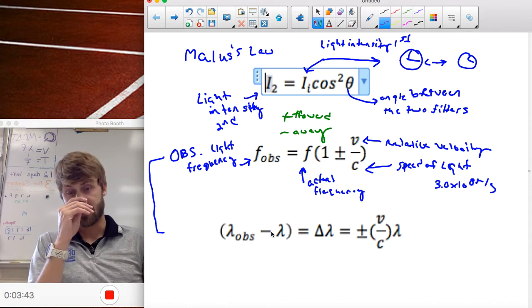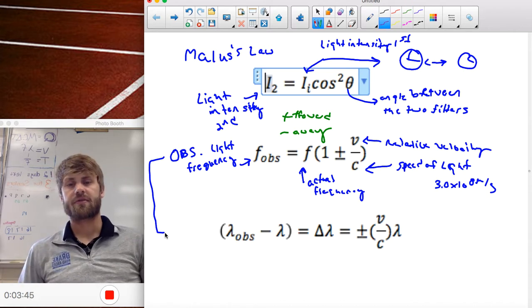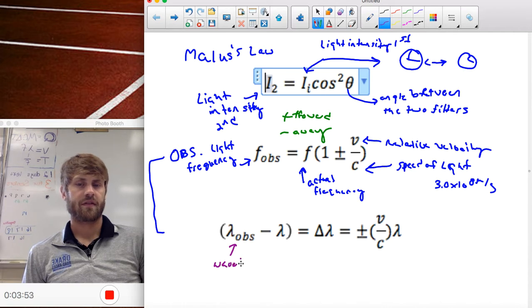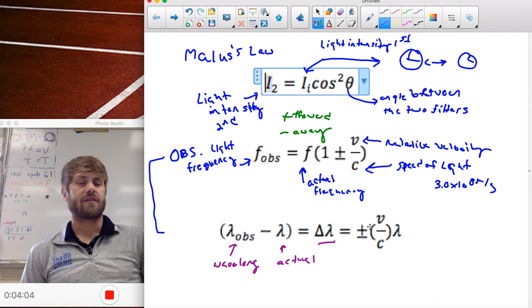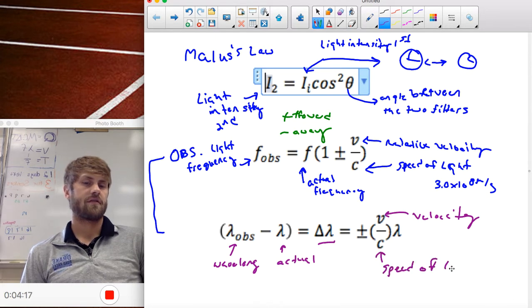And then our last equation is the Doppler shift, and this is for wavelengths. So we have the observed wavelength minus the actual wavelength is going to be our change in wavelength. And then that is equal to plus or minus, and this is the velocity over the speed of light times the actual wavelength.